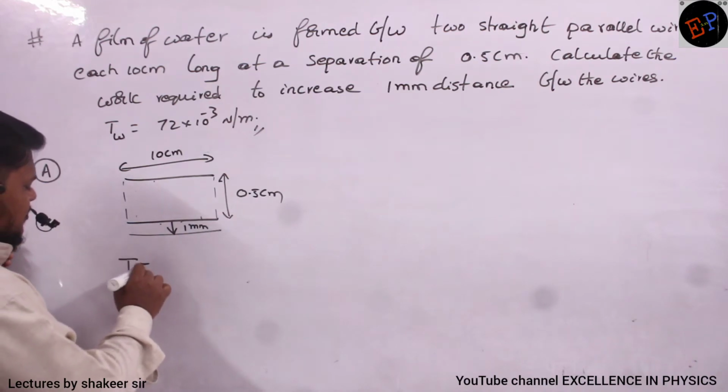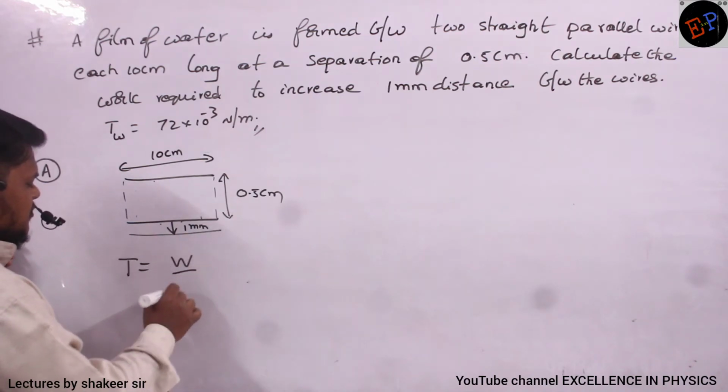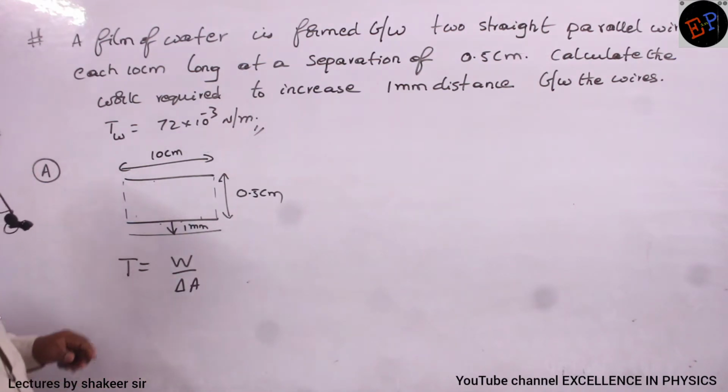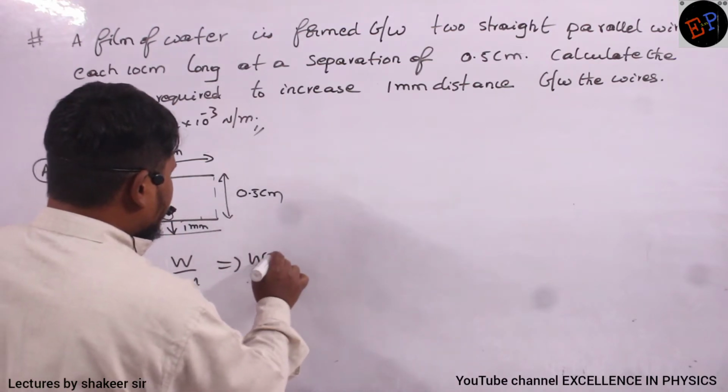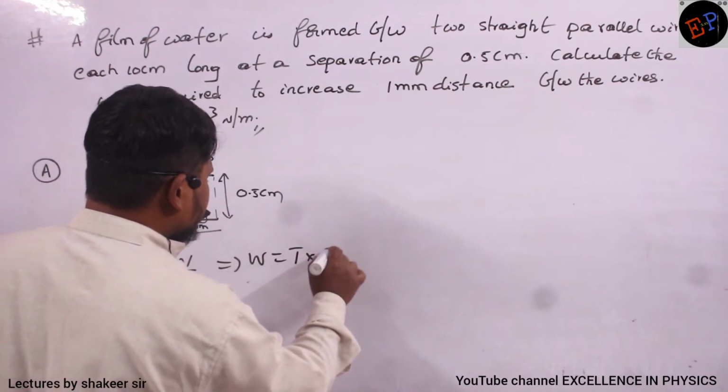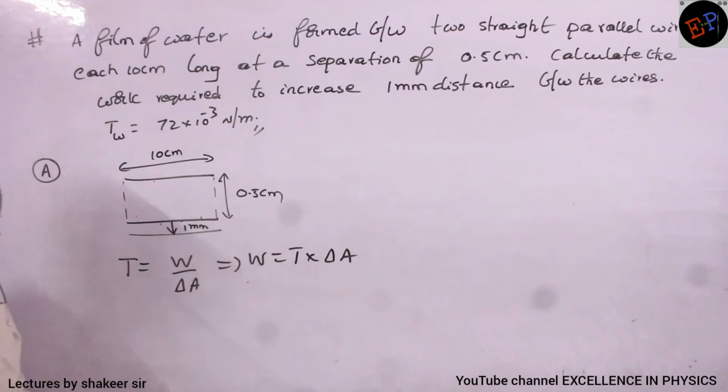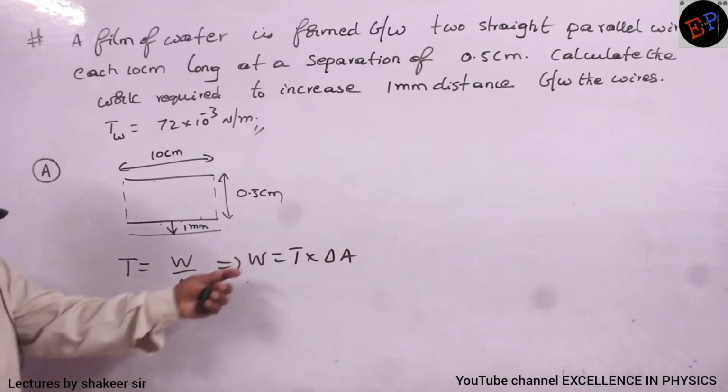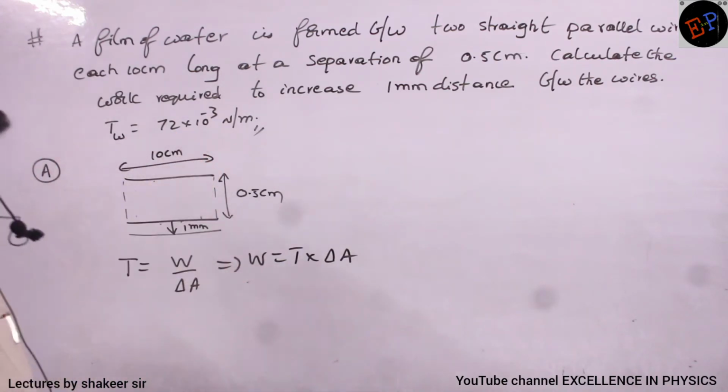Already we know the formula: surface tension is equal to work divided by change in area. Therefore what is work done? Work done is nothing but surface tension multiplied by change in area. Now the surface tension he already gave: 72 into 10 power minus 3. Change in area, how can I calculate?